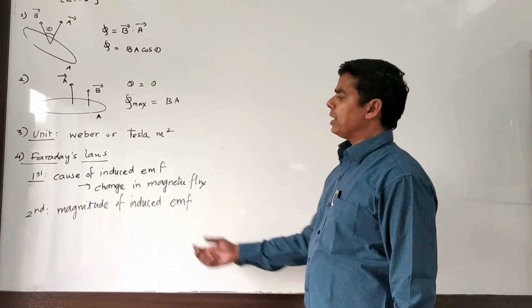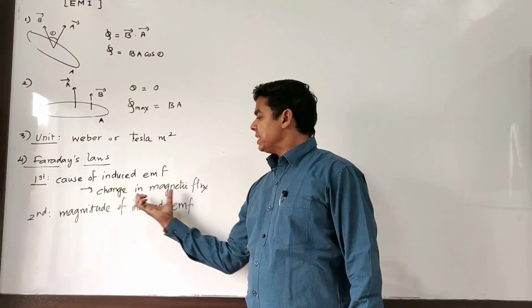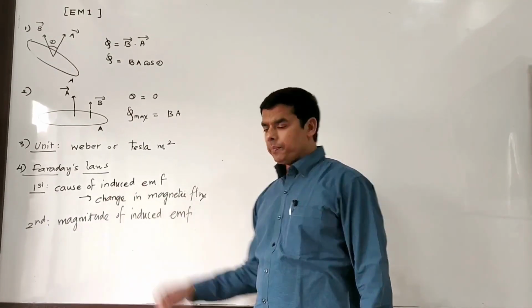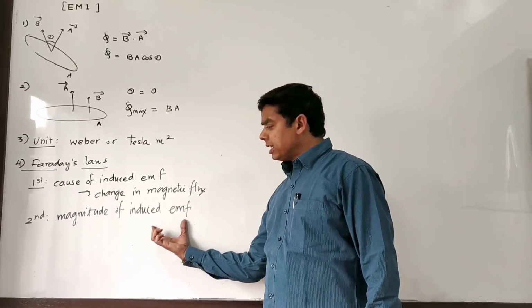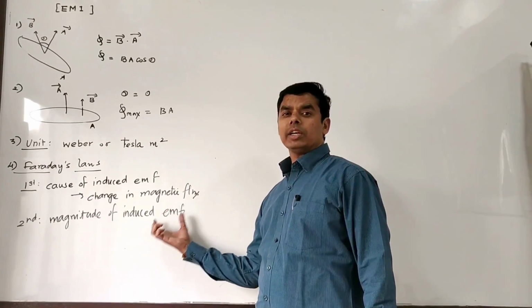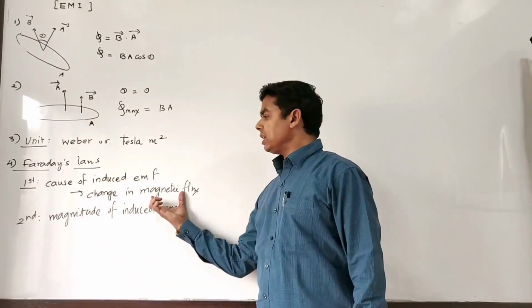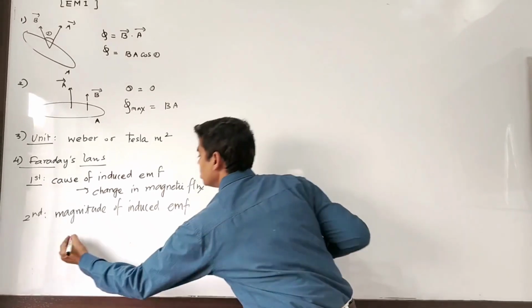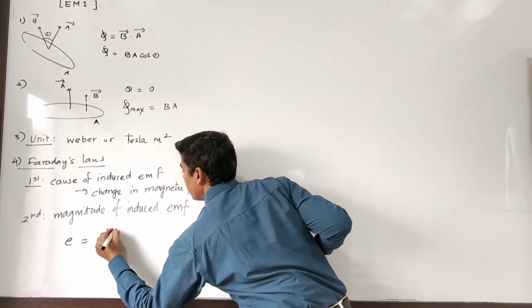So according to Faraday's law, whenever there is a change in magnetic flux associated with the coil, an EMF is induced in the coil, and the induced EMF is directly proportional to rate of change of magnetic flux. जितना magnetic flux ज्यादा बढ़ेगा या बदलेगा, उतना ही ज्यादा EMF induce होगा. So we can write E is equal to d phi by dt.